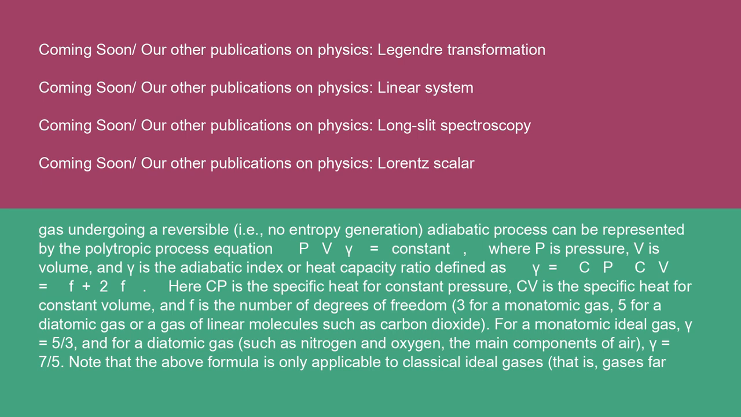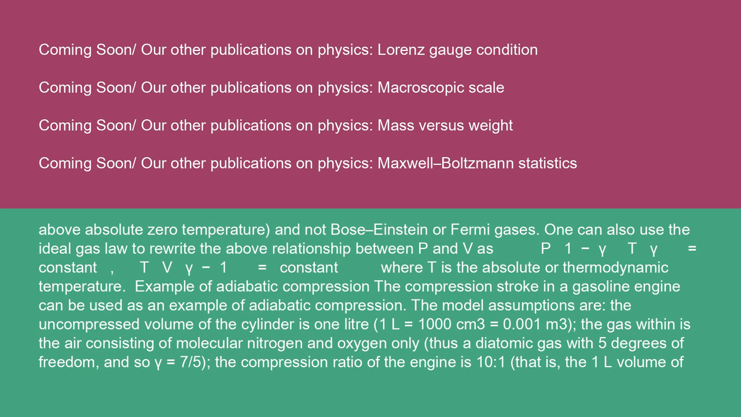For a monatomic ideal gas, γ = 5/3, and for a diatomic gas such as nitrogen and oxygen, the main components of air, γ = 7/5. Note that the above formula is only applicable to classical ideal gases, that is, gases far above absolute zero temperature, and not Bose-Einstein or Fermi gases. One can also use the ideal gas law to rewrite the above relationship between P and V as P^(1-γ) T^γ = constant, TV^(γ-1) = constant, where T is the absolute or thermodynamic temperature.